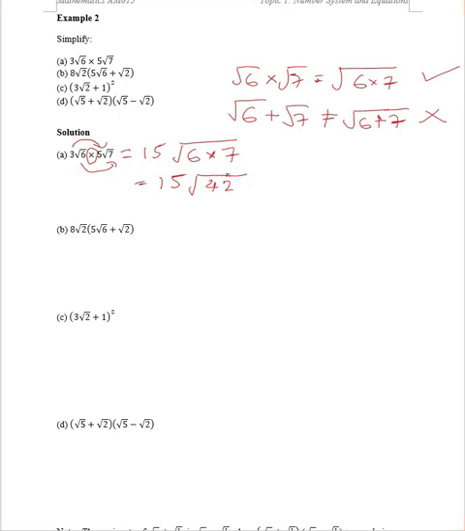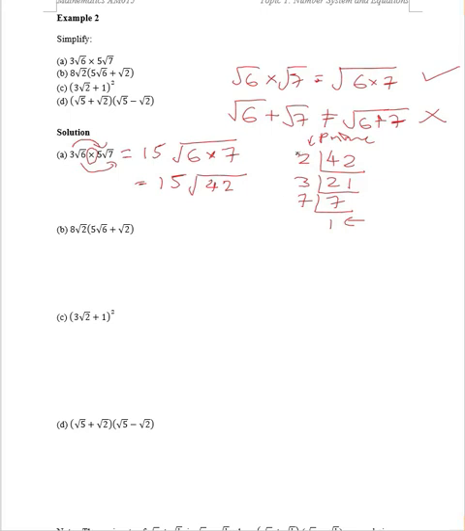Well, can you simplify this 42? Let's try to simplify. Remember, here you have to list down the prime numbers. 42 can be divided with 2, and then the answer is 21. 21 divided with 3, and then you get 7 here. 7 divided with 7, final answer must be 1.